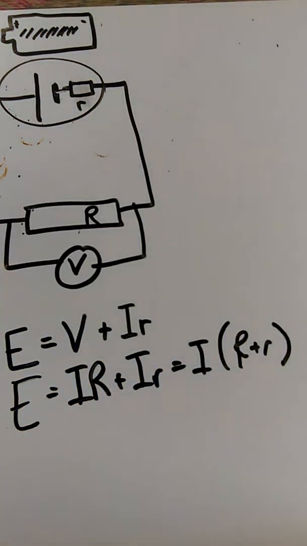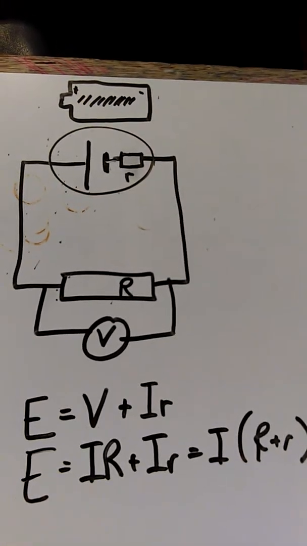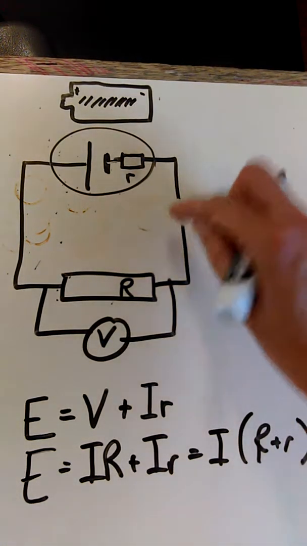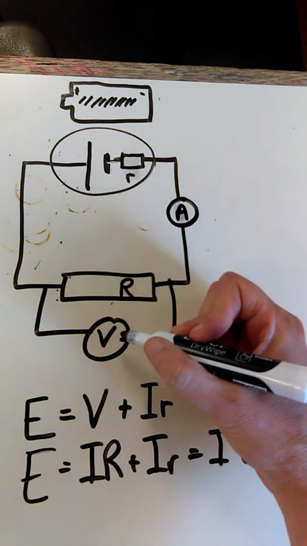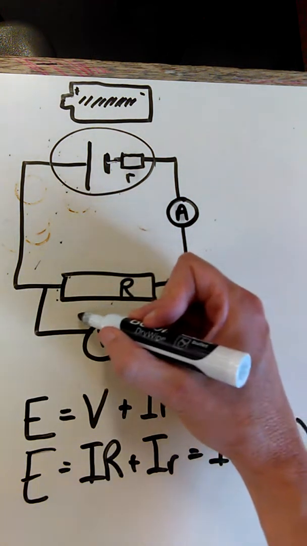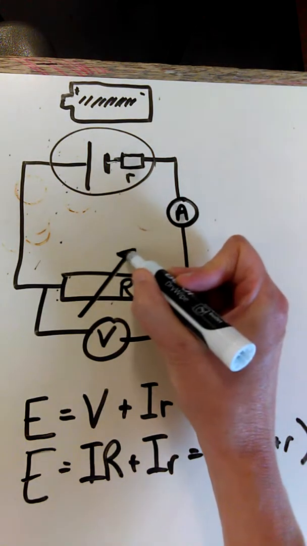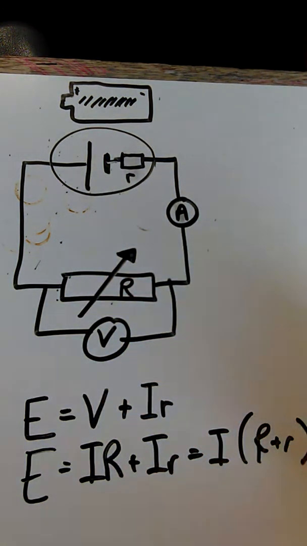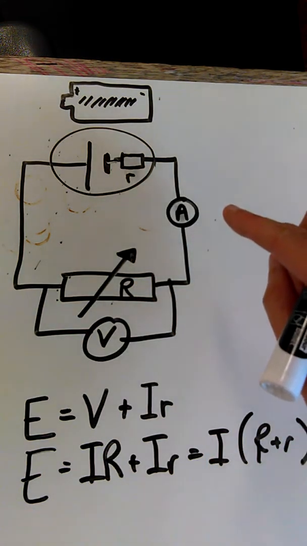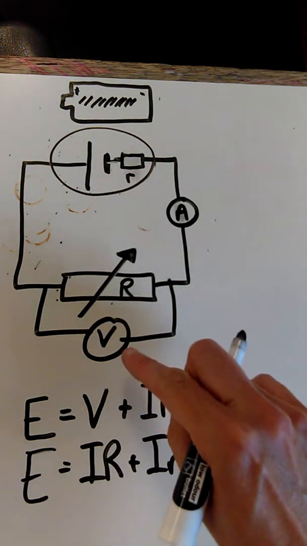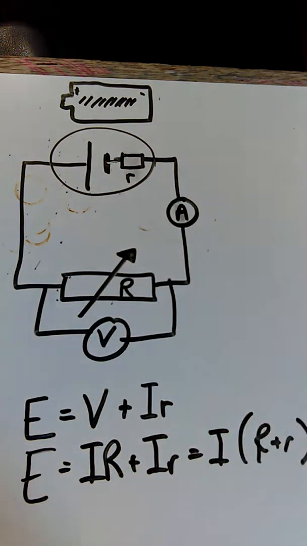Now, what you need to know is the circuit that we use to actually try and measure the potential difference. It's basically just this circuit here, but we put an ammeter in it, and because we want to change the potential difference over this resistor, we make that a variable resistor. So we can change the resistance in the circuit, measure the current. And we're going to be measuring the potential difference as well.